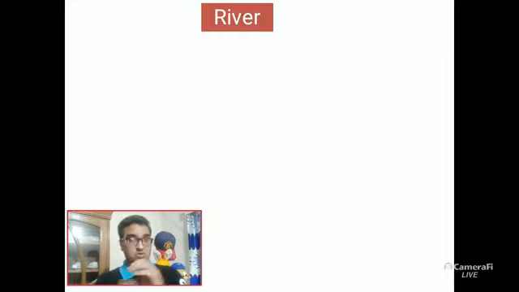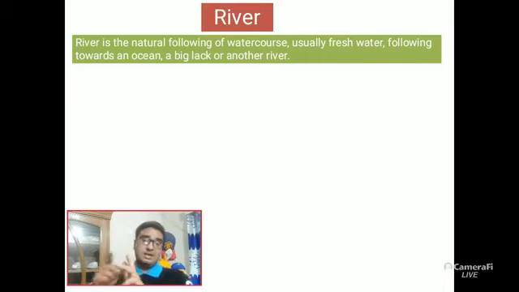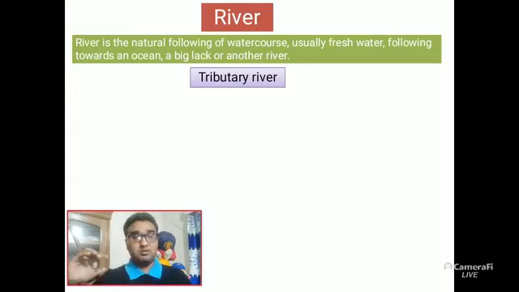Now I am going to show you the definition of a river to you. So this is the definition of a river. That means a river is the natural flowing water course, usually fresh water, flowing towards an ocean, a big lake, or another river. Okay. So in a mainstream river, there can be two types of rivers. One is the tributary river. Okay. In Bangla, we can say the Uponodi.